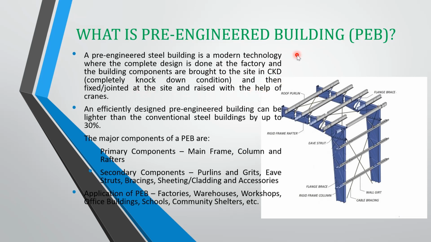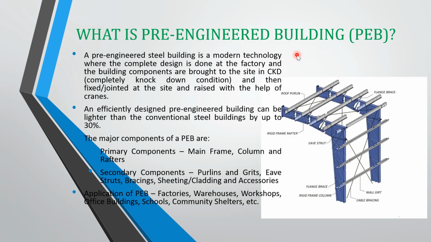One of the prominent features of a pre-engineered structure is that a single person or a single entity is responsible for both the fabrication of the structure as well as the erection of those structures in the site. All the major components such as frames, column, rafter, purlin, etc. that are used in pre-engineered building are designed and manufactured at the factory itself, and then those manufactured components are brought to the site where the erection is done.